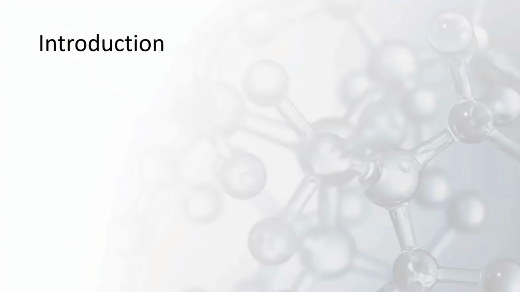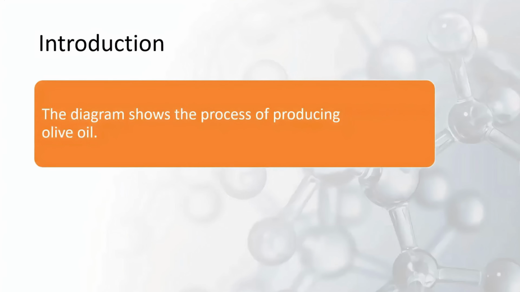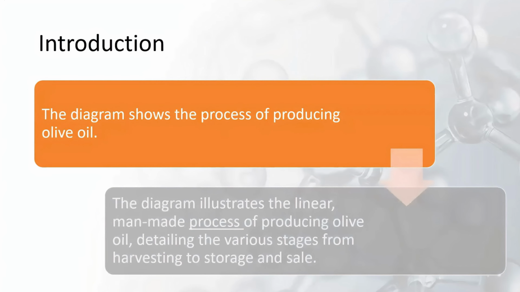So here's our introduction. So here's our first attempt at the introduction. It's a little bit like the student's introduction we saw a moment ago. The diagram shows the process of producing olive oil. It's true, but not enough detail, and it does not include the detail we needed. So let's put that detail in. The diagram illustrates the linear man-made process of producing olive oil, detailing the various stages from harvesting to storage and sale. So this example has the details where we ask the little questions of ourselves.